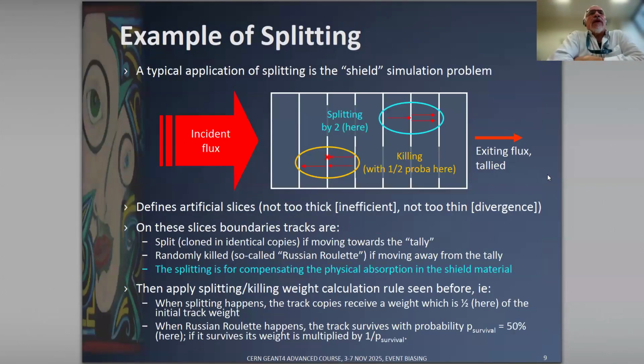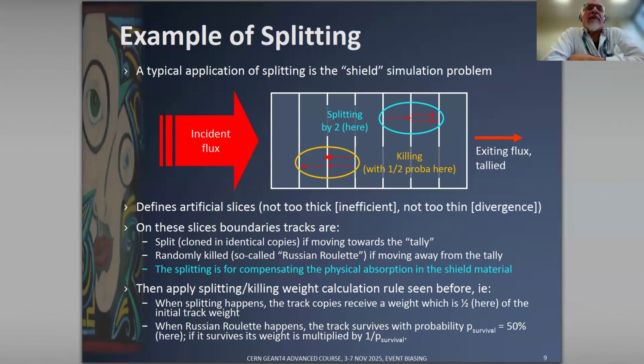Example of splitting. I just show a direct application of what I explained before, but in the geometrical case. You have a shield, made for example of concrete, and you split this shield into slices that you have tuned so that it is appropriately made and your problem converges correctly.